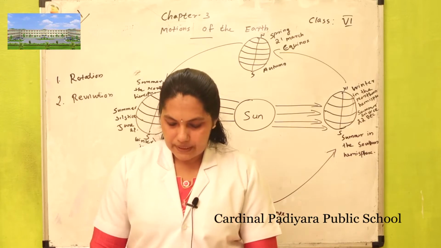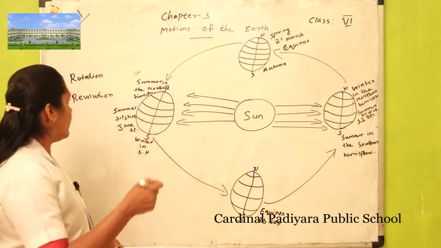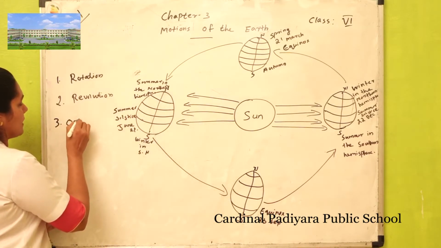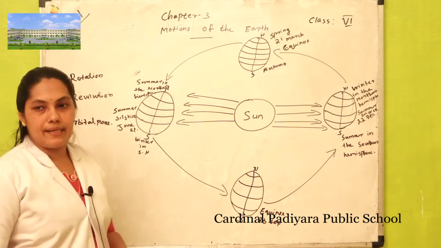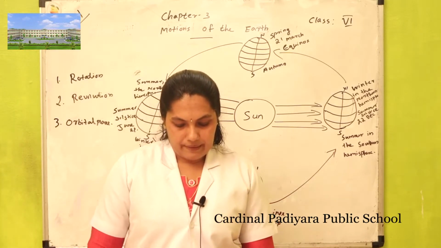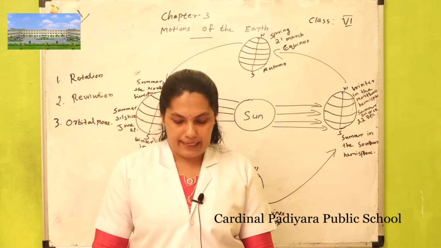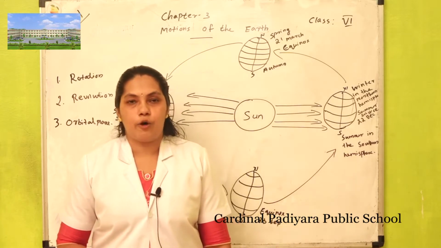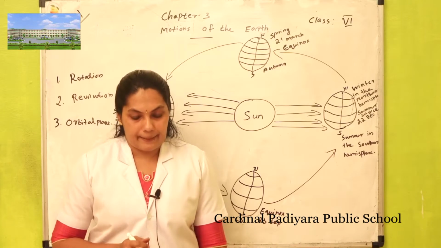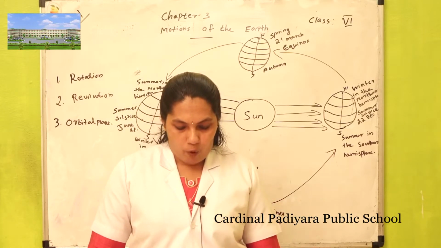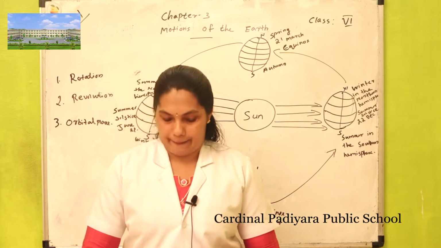The next important point is the orbital plane. The axis of the earth, which is an imaginary line, makes an angle of 66.5 degrees with its orbital plane. The plane formed by the orbit is known as the orbital plane.